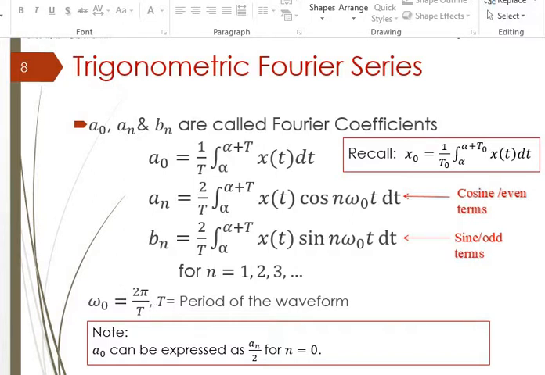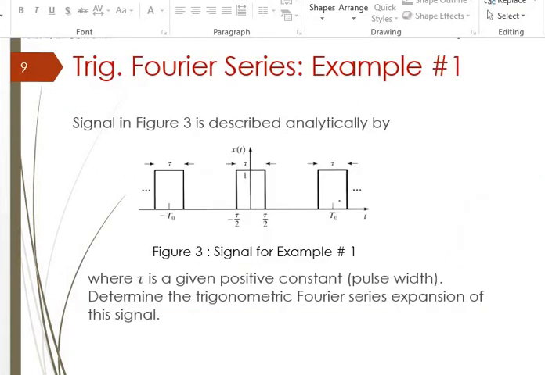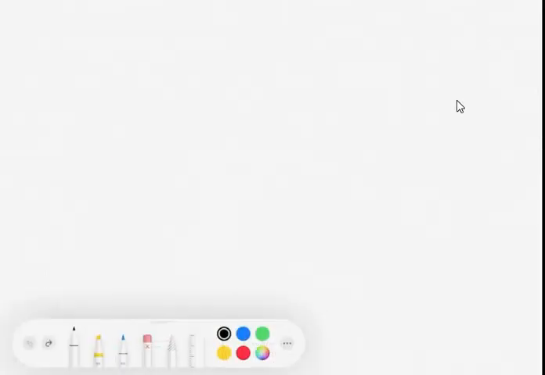Now let's look at the example. This is example 1. The signal in this figure is described like this, where tau is a given positive constant, the pulse width, from minus tau over 2 to tau over 2. Determine the trigonometric Fourier series expansion of this signal. First of all, we need to find a naught, a n, and b n based on the formulas I told you just now. Alright, let's do it together.